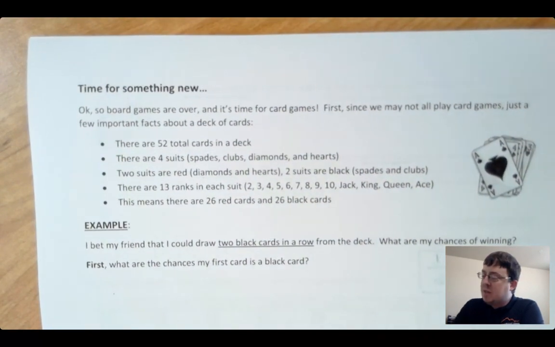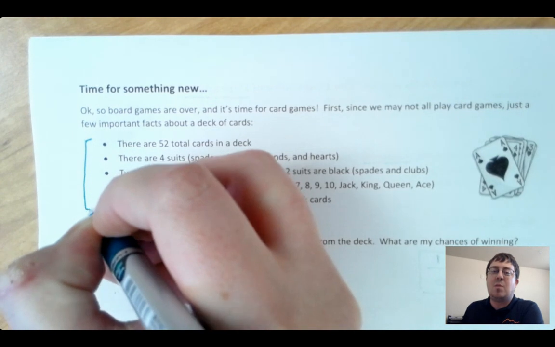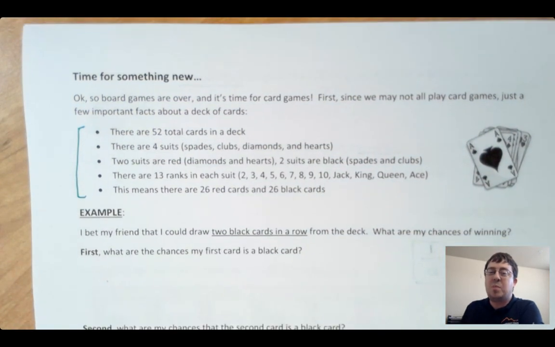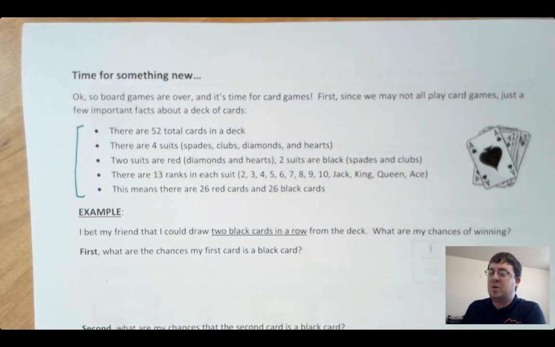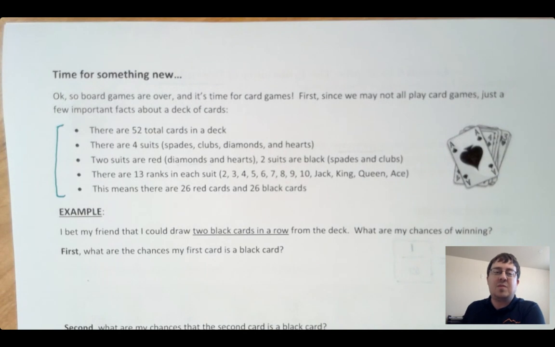Up here, if you need to pause the video and write some of these things down, this is just reminding people or telling people, if you don't play cards, what a deck of cards is made up of. So different types of cards, 52 total, 4 different suits. 2 suits are red, diamonds and hearts. 2 suits are black, spades and clubs.